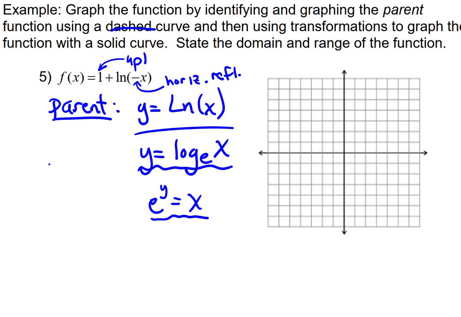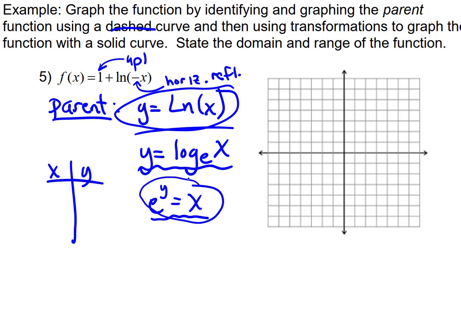We're going to go ahead and make an xy table to graph our parent function, which is y equals log base e of x. We want to graph it using the exponential form because it's just easier to work with. Meaning, let's pick values for y that we just plug in as the exponent. When y is 0, e to the 0 is 1. So that's a nice easy point. Or when y is 1, then e to the 1 is e.